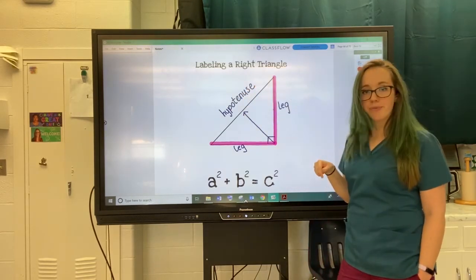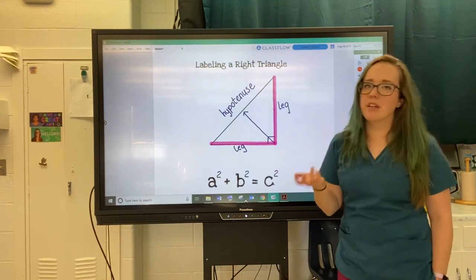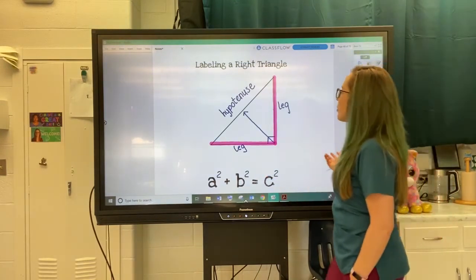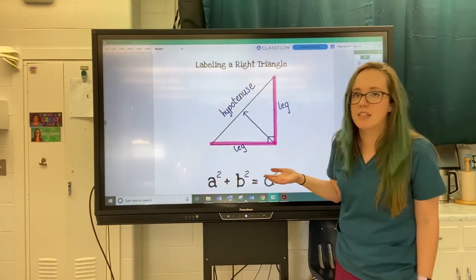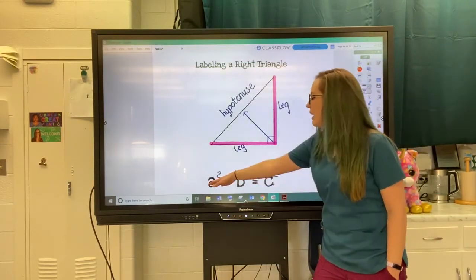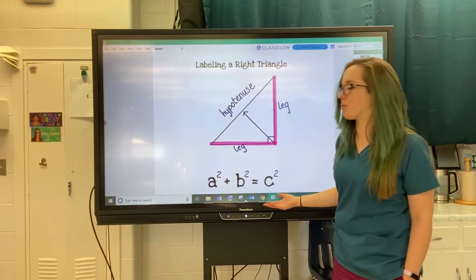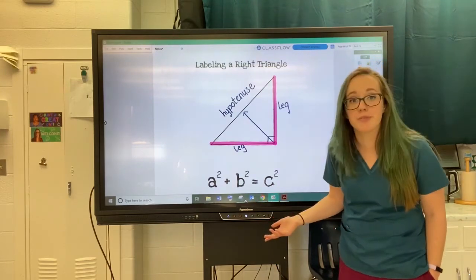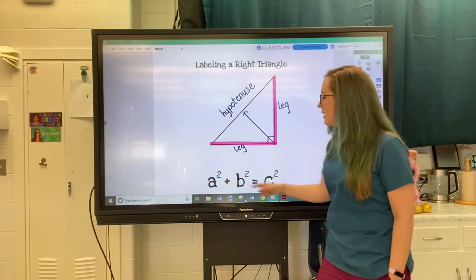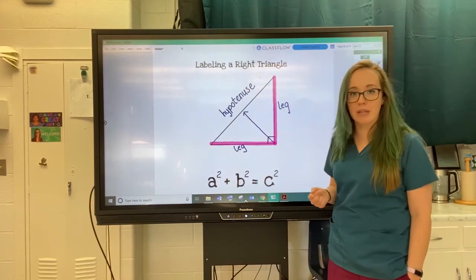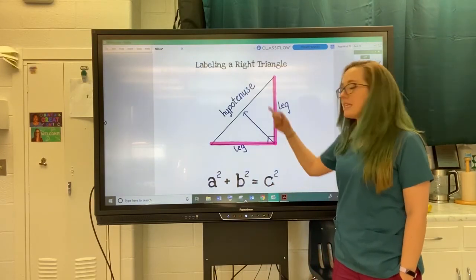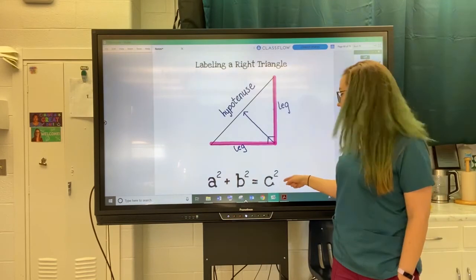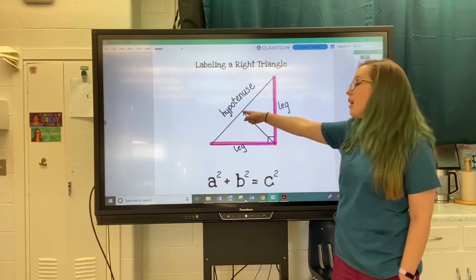All right? Now, these names can get a little bit confusing sometimes. So when Pythagoras invented this theorem, he didn't write all of those words in his formula because that would have just gotten too crazy. So instead, he just picked some letters. Okay, he said, hey, A and B, those are going to be my legs. C, that's going to be my hypotenuse. C is a lot easier to write than hypotenuse.